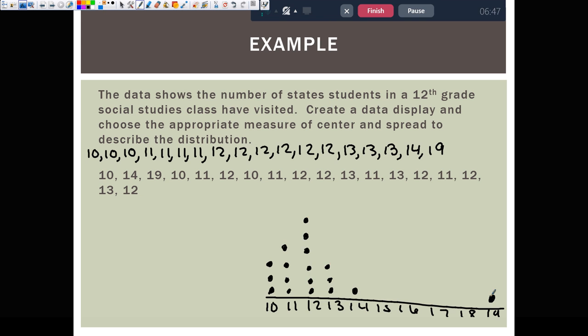All right. So, what type of distribution is this? Positively skewed because of the 19. If the 19 wasn't there, then it would be symmetric. But because the 19 is skewing my data, it's going to change my range. Think about it like that, changing your range. If it's going to change your range, then it's either negative or positive. So that's going to be positively skewed.